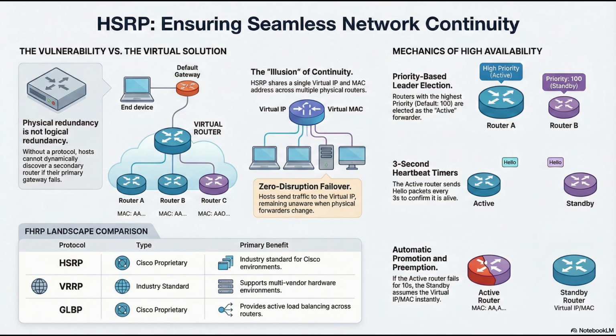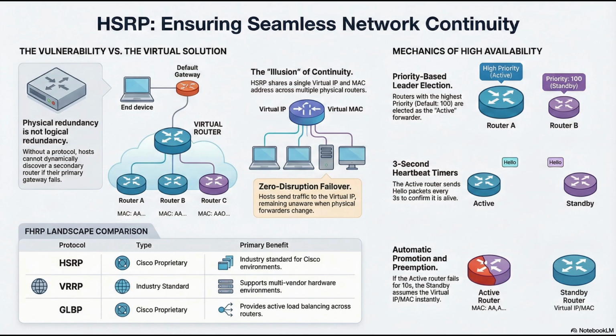Now, the source material mentions a few different flavors of this. We are focusing on HSRP, but that's not the only game in town, right? No, it's not. HSRP, Hot Standby Router Protocol, is the main character for our deep dive because it's the standard in Cisco environments, which makes up a huge chunk of the corporate world. Okay. But it is Cisco proprietary. Which means if I have a Cisco router and a Juniper router, they can't play this game together. They can't share the suit. Exactly. They speak different languages.